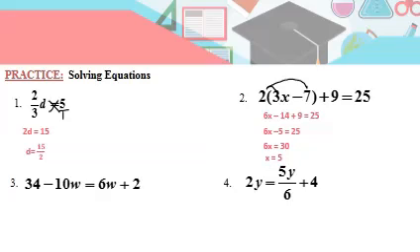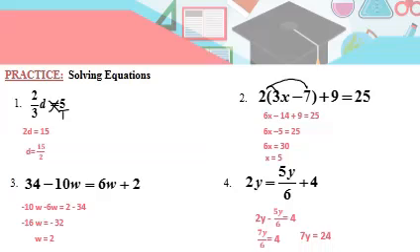In the third one, also you have to take the variables to one side and the constants to the other side. So minus 10w minus 6w equals 2 minus 34, and minus 16w equals minus 32, so w equals 2. In the last one, you have to take the terms that contain y to one side and the constants to the other side, and then you find the common denominator, then do the cross multiplication, and you find the value of y.